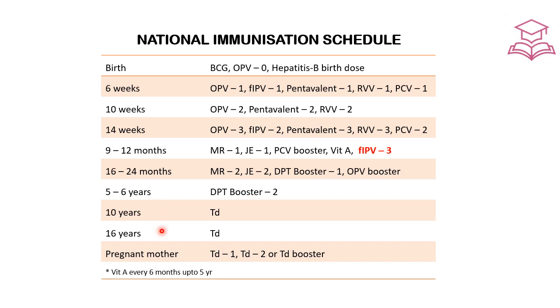In 10 years and 16 years, we have TD vaccine. And in pregnancy, we have TD1 followed after 1 month by TD2, or TD booster if TD vaccination was taken within the previous 3 years. And the latest vaccine introduced in the National Immunization Schedule is fractional IPV third dose, just introduced in 2023, and it is given at 9 to 12 months.